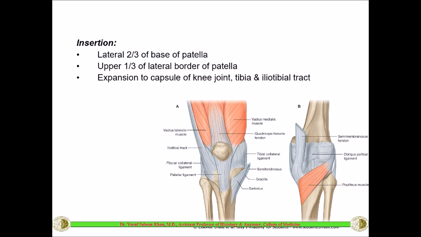And some of the fibers also go to the capsule of the knee joint, tibia, as well as the iliotibial tract. So this is about the insertion of the vastus lateralis. Now coming to the nerve supply, as you already know, the nerve supply is by the femoral nerve, and the action is the extension of the leg, or extension of the knee joint.